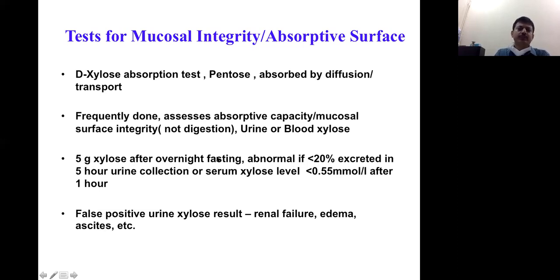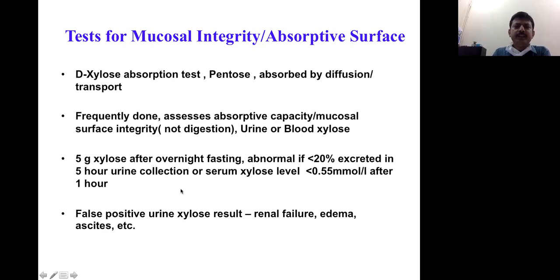So when to do urine xylose and when to ask for blood xylose? In conditions where there is a problem in renal function or a third space fluid collection, as happens in edema, ascites, effusion, etc., or in renal failure, the urine report is going to give you a false result. Also in children and pediatric patients, the urine collection compliance may not be very good. So in pediatrics also, we often do a blood xylose. For other patients, we can do urine xylose. This is the test we do most often for mucosal integrity.